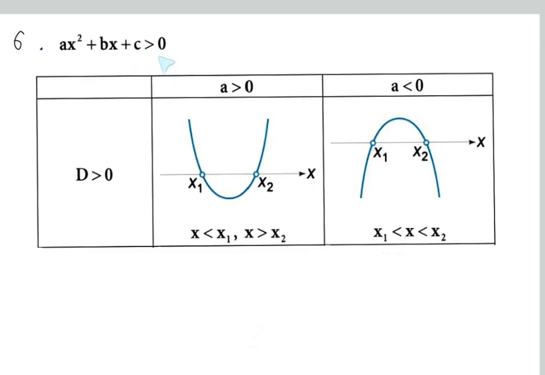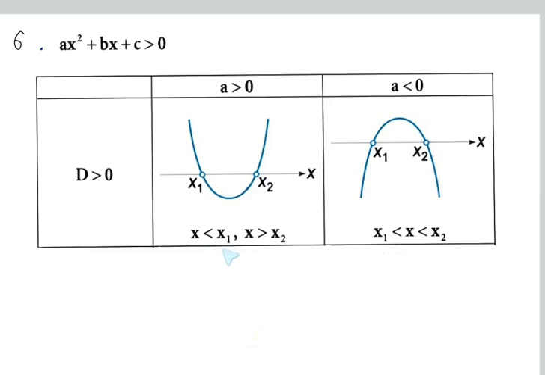Ax square plus bx plus c is greater than 0. That means a is greater than 0, and this value is greater than 0. It is a quadratic equation, and the discriminant is greater than 0. The curve should be like this, with the x-axis here. The curve should be like a U.